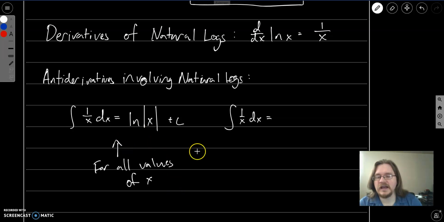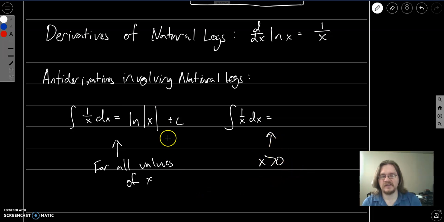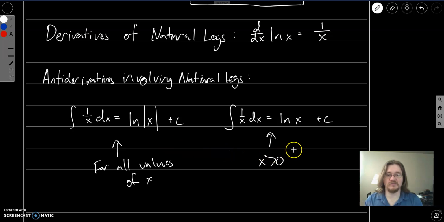of x. Now, if we were told to begin with that x is positive, so let's say that here x is only positive, then I don't have to worry about these absolute value signs, and I can just say it's just going to be the natural log of x, and again, plus my constant out the back. So yeah, we do have to be a little bit careful with natural logs. We can only take natural logs of positive numbers, so we need the absolute value signs when x could be anything. But if we know ahead of time that x is positive, then we don't really have to worry about it because the absolute value of positive numbers is just themselves.